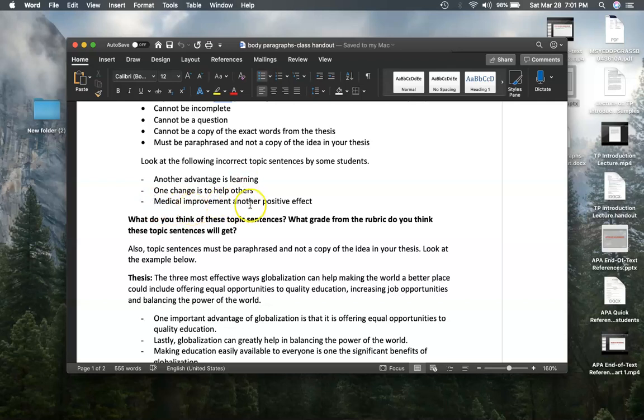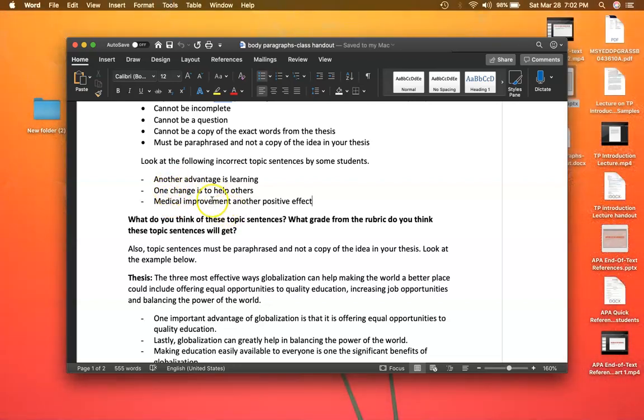"Medical improvement, another positive effect." So I understand it's about effects, and this one is a positive effect as well, but effect of what? So the topic is incomplete. What medical improvement? I don't know. So you see, these are the three examples.